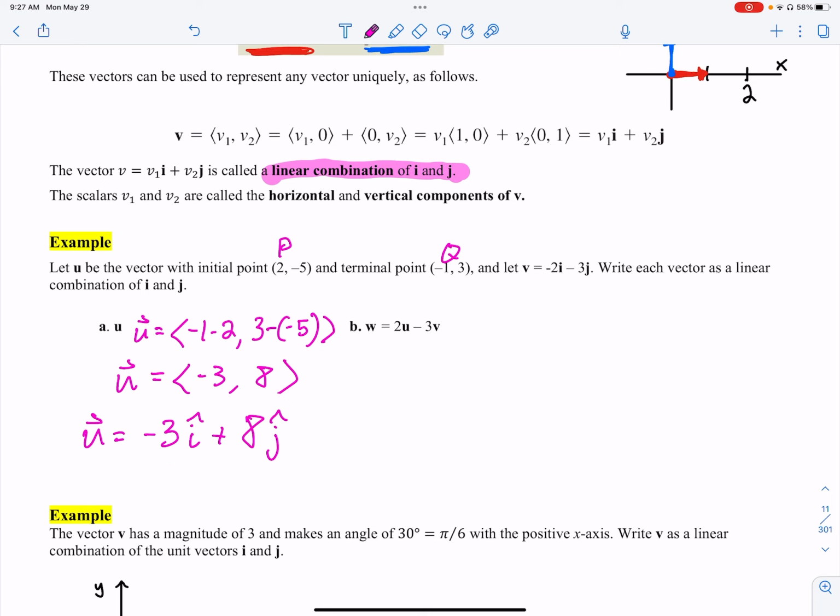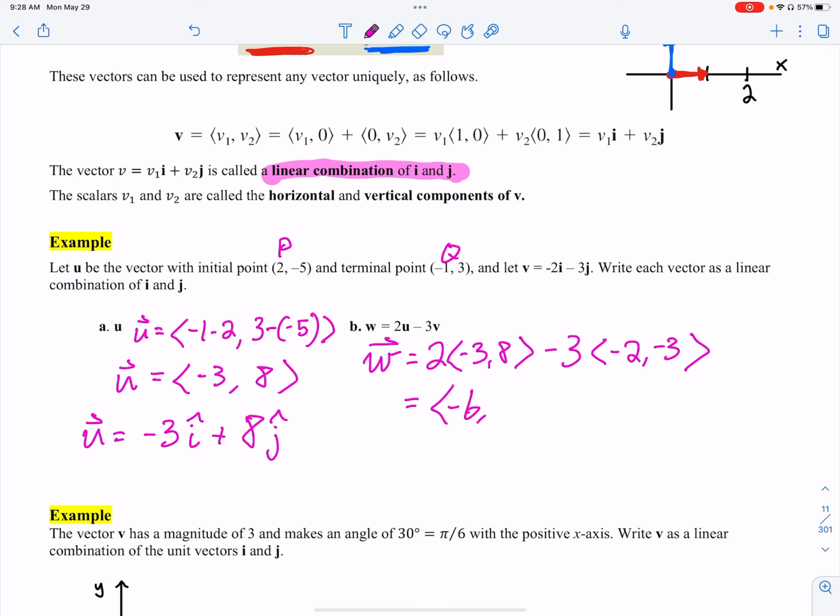All right, B, we have w equals that, so I'm going to go ahead and first build all that before I switch it. I like working in component form, and then I just switch it in the end. So u is ⟨-3, 8⟩ minus 3 times v, which they gave me. I'm going to go ahead and change it to component form, and I'm going to work this out now. Okay, so we distribute the 2.